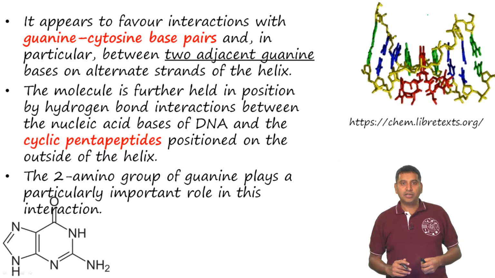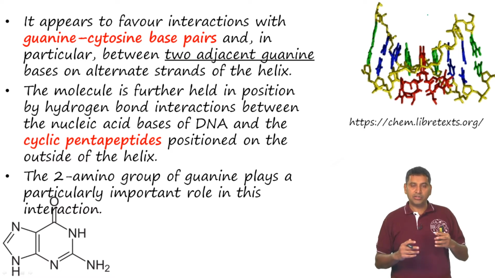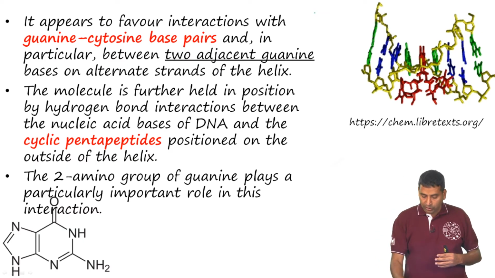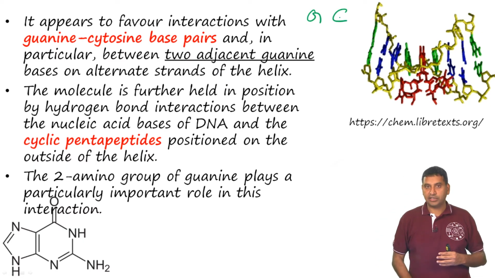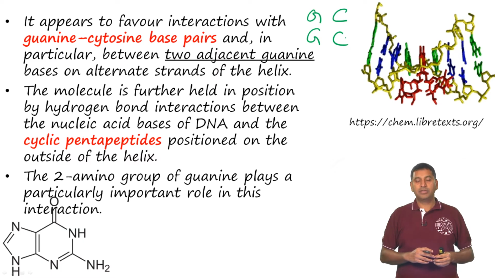It appears to favor interactions with the guanine-cytosine base pairs, that is GC base pairs, and in particular between two adjacent guanine bases on alternate strands of a helix. So, you have GC interactions, and if you have two Gs, then it prefers to bind to these types of DNA base pairs.